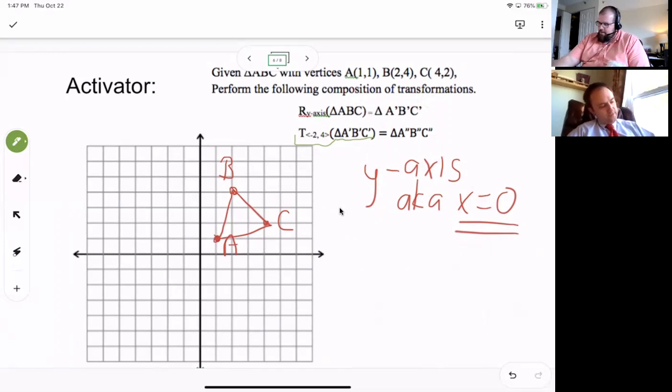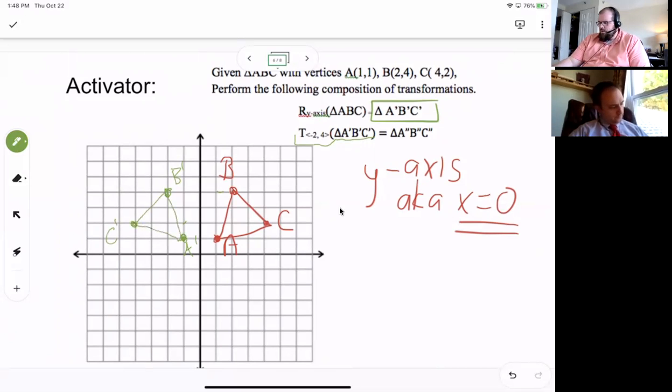Sounds good. Green. All right, so if I've got B, B prime is going to be right there. It just went directly across the y-axis. We do the same thing for A to get A prime, and 1, 2, 3, 4, 1, 2, 3, 4 for C prime.